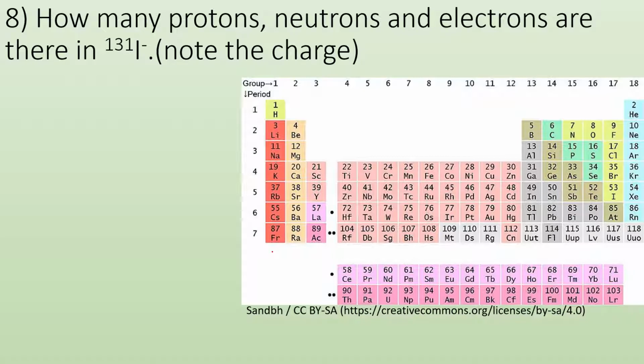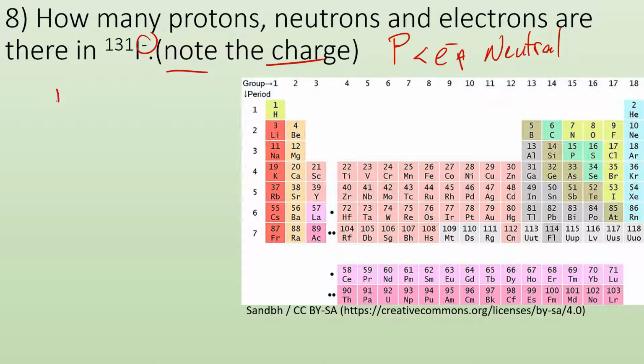8. How many protons, neutrons, and electrons are there in an I-131 minus ion? Note that there is a charge. There's a -1 there. So what does that tell me? Well, if normally protons equal electrons when it's neutral, how can I get a negative charge? Well, they must not be equal. Instead, there must be more electrons than protons. How many more? It's however much the charge is. If it's -1, then just one more.